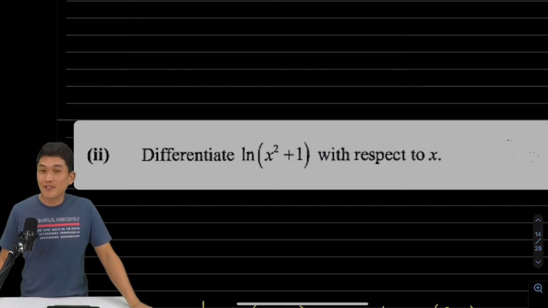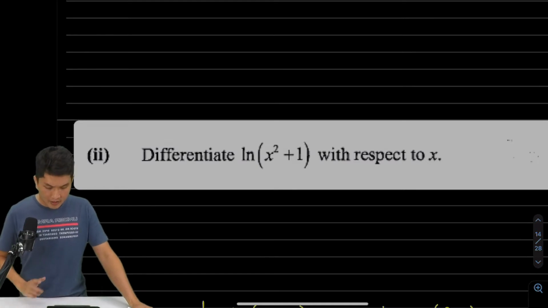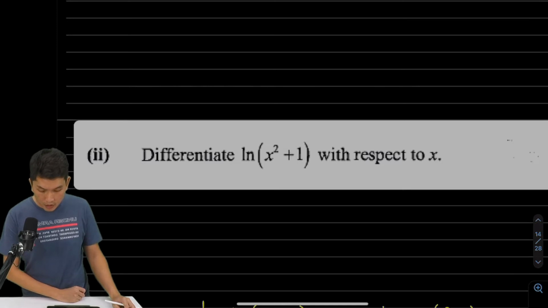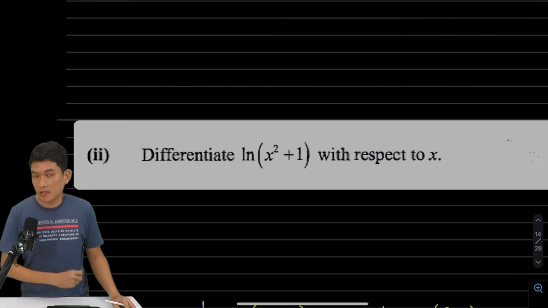Hello and welcome back to question 6, part 2 and part 3. Now for part 2, you're given quite a simple question. This is just a 1-mark question. We have to differentiate natural log of x squared plus 1 with respect to x.